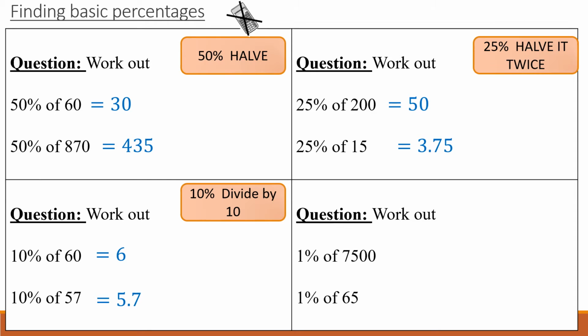Our final one is 1%. 1%, you divide by 100. So to work out 1% of 7,500, I'm going to divide by 100, which is 75. So I've taken off 2 zeros there. And 1% of 65 is going to be 0.65. Remember, you're making it 100 times smaller, so you're moving your decimal point 2 spaces left.